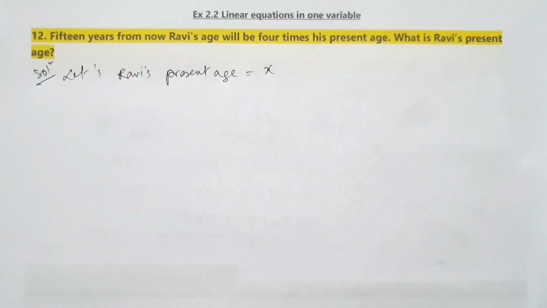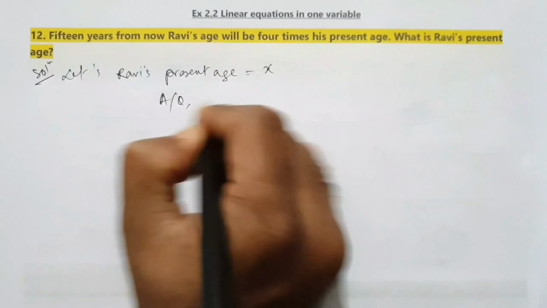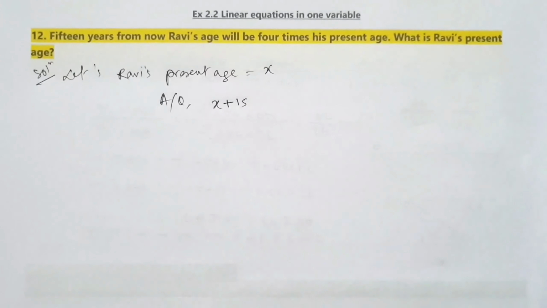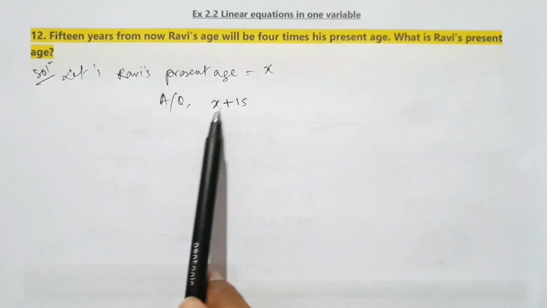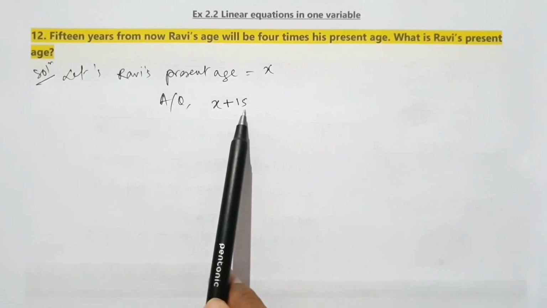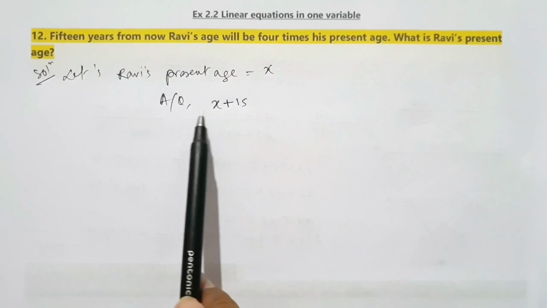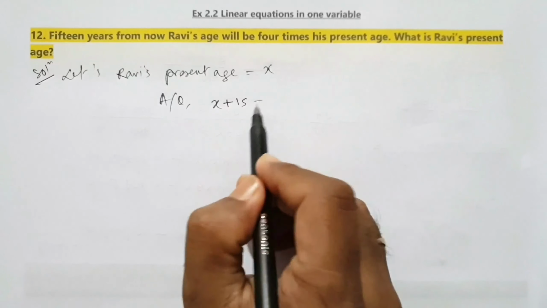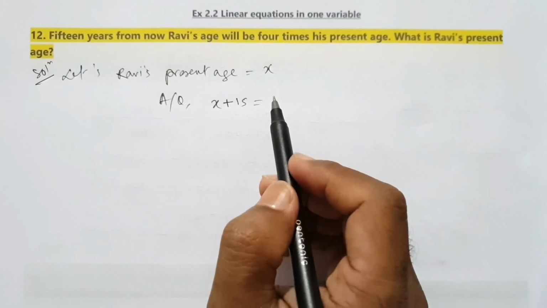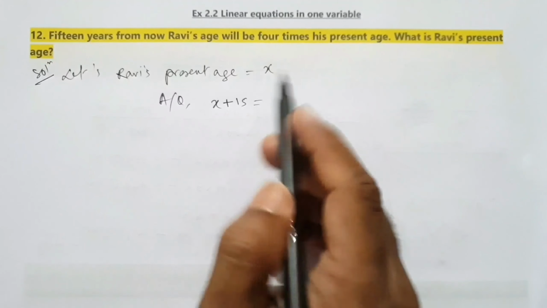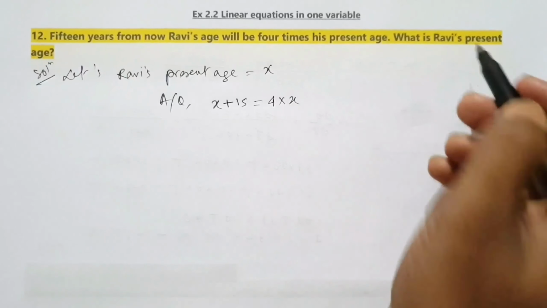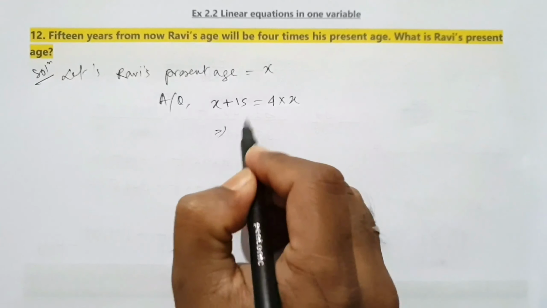We assume it's X. Now they said 15 years from now, that is according to the question, from now means X plus 15. So this concept should be very clear. Once they say 15 years from now, it will be X plus 15, and if the question says 15 years earlier or 15 years back, it will become minus. So when we need to use this plus or minus should be very clear to us. So it will be 4 times his present age. So 4 times means 4 into present age, what is it? X, and we need to find its current age. So X plus 15 is equal to 4X.